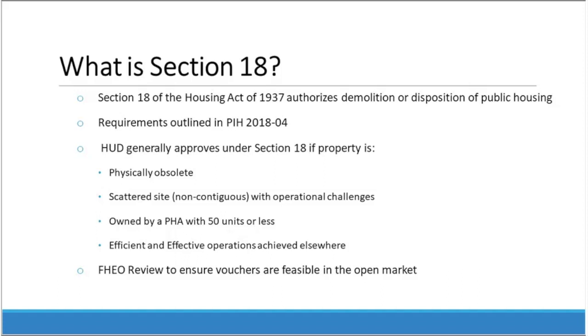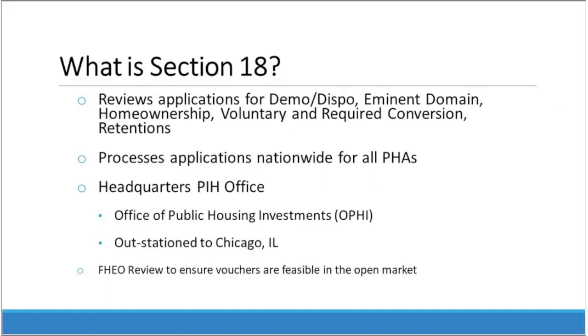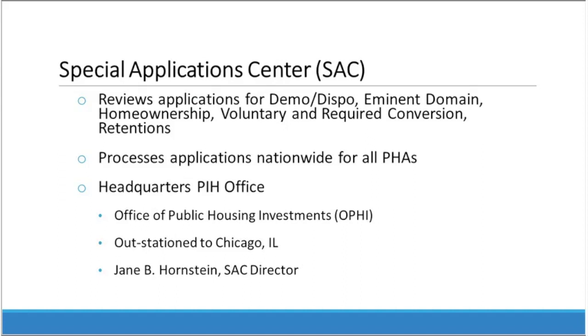With all of these Section 18 approvals, there is an FHEO review that is required to ensure that this shift won't negatively impact folks' access to housing in your community. The Section 18 process is administered by HUD's Special Application Center. The SAC reviews all demo dispo applications submitted. They also do other things related to eminent domain, homeownership, voluntary conversion, which is also Section 22, and streamlined voluntary conversion. So everything nationwide goes through the SAC.